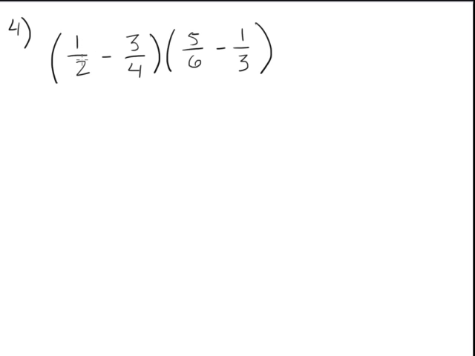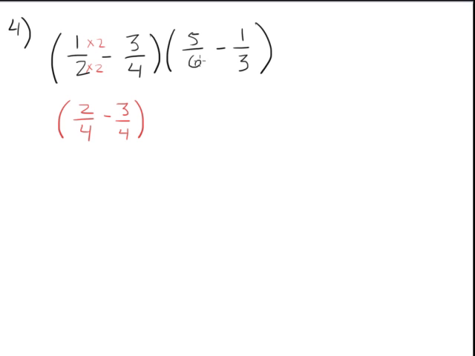And I have a 1/2 and a 3/4, and there's a 2 and 4 here as my denominator. So the most common denominator between 2 and 4 is 4. So in order to get the 4, I have to times this guy by 2, and I have to also times the top by 2. So I'm going to have, in this bracket, 2 over 4 minus 3 over 4. Okay, so I'm done with this bracket. Let's look at this guy here now.